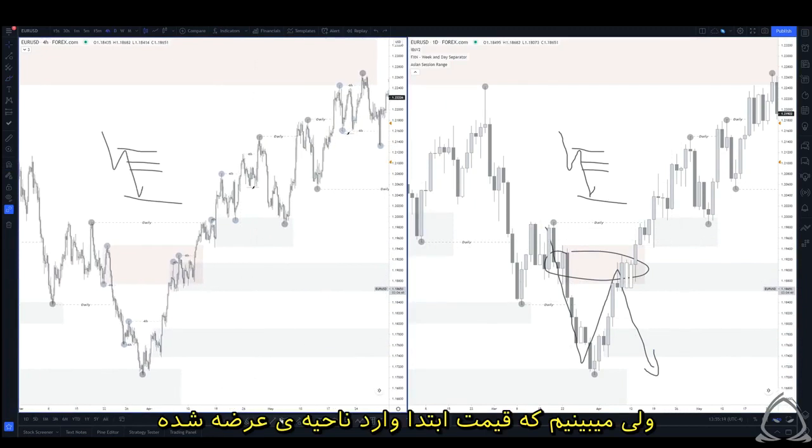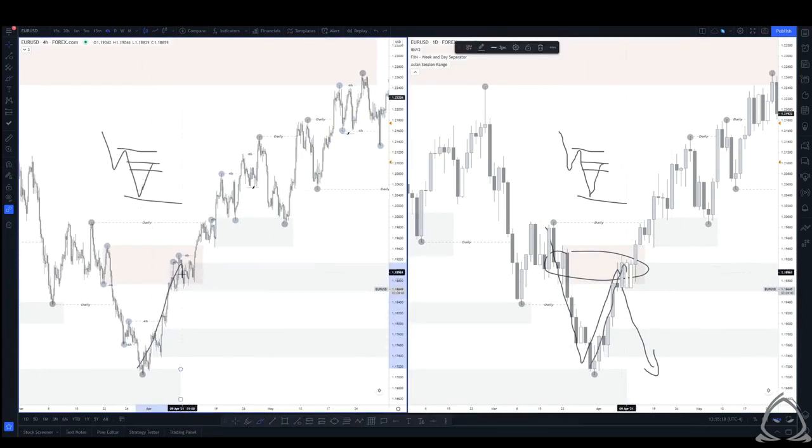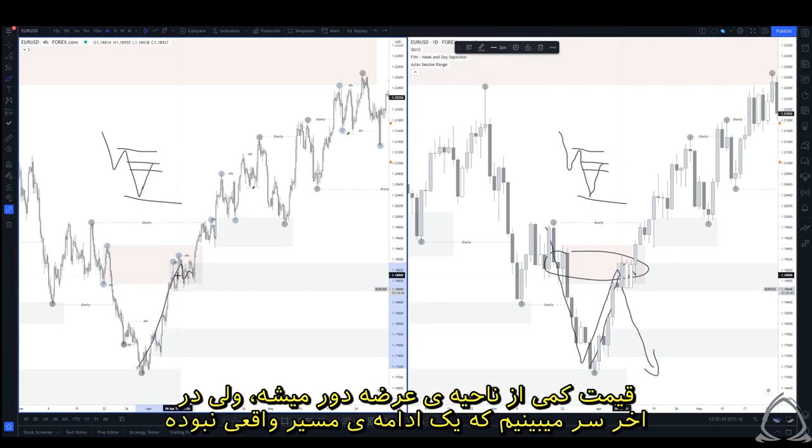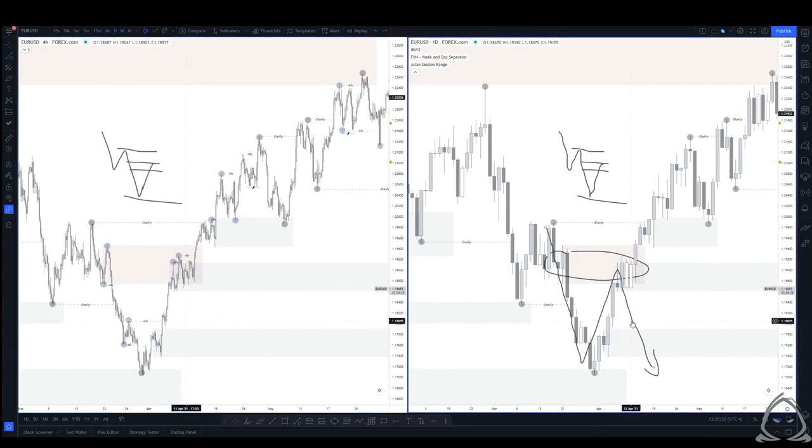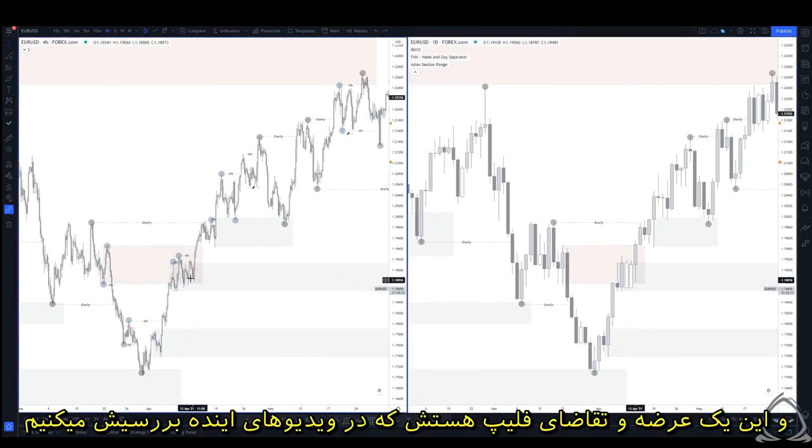But what we can see is price does initially tap into the supply zone. We get a bit of a reaction. We start to see a pull away in price, but at the end of the day, we don't get a true follow through. And what ends up happening is we then switch from supply to demand and continue moving to the upside. And what this will be known as is a supply and demand zone flip.